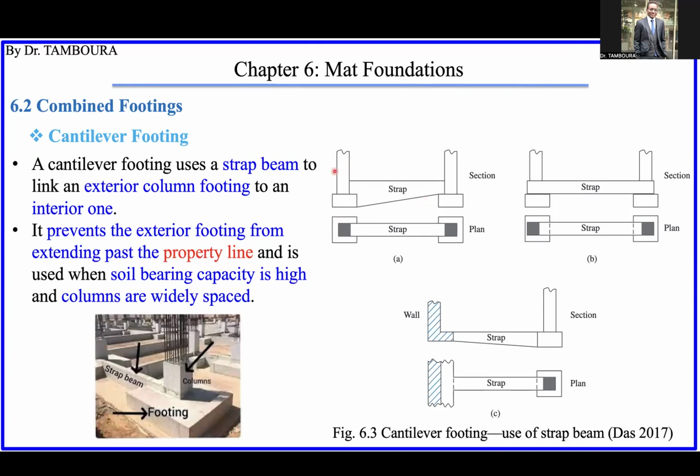Supposing that this is the property line and you cannot build over it, if you want to do normal conventional design, the size of the footing would be too large, it will cross the property line. So to avoid that, you build this. I think this was explained before. Okay, so we use it when the soil bearing capacity is high and these columns are widely spaced. The space between two columns is enough.